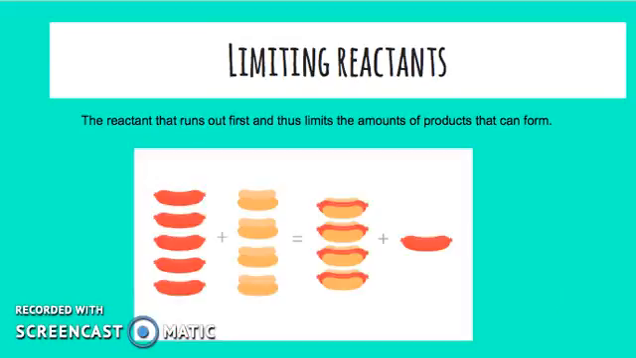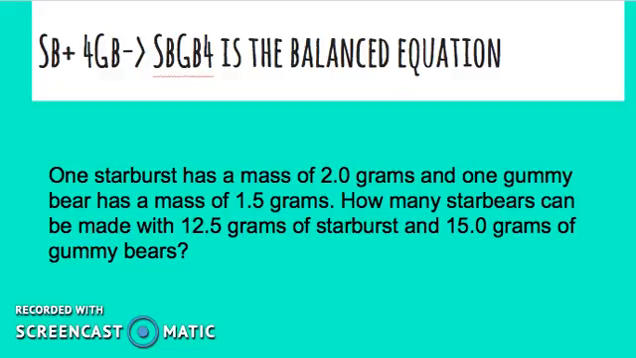Limiting reactants. The reactants that run out first and thus limit the amount of products that can form. So there are 5 pieces of meat plus 4 buns, which will make you 4 hot dogs and have 1 piece of meat left over. Which one is the limiting reactant? The buns, because there's only 4 buns and 5 pieces of meat, and you need 5 buns to make a complete hot dog.